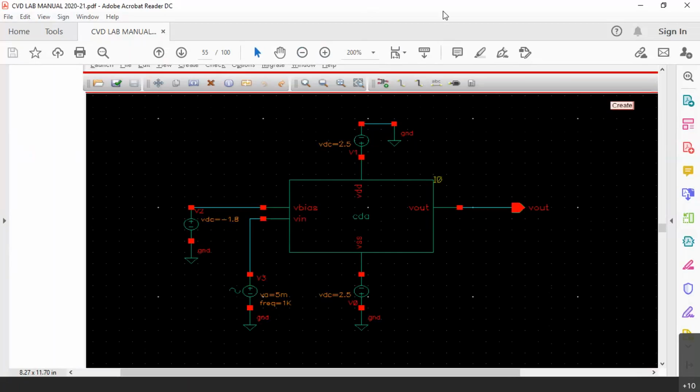So what is VGSN now? As per this circuit connection, to the gate of the NMOSFET, minus 1.8 volts is connected. So what is VGSN of the lower transistor? Someone has to tell me. Because the upper transistor is anyhow used as an amplifier, the lower transistor is used as a resistor. What is VGSN of the lower transistor?